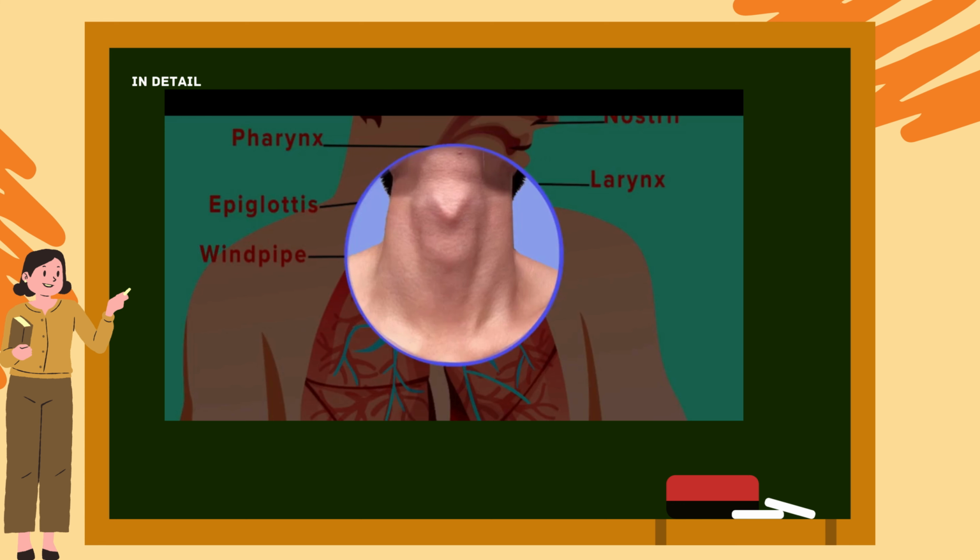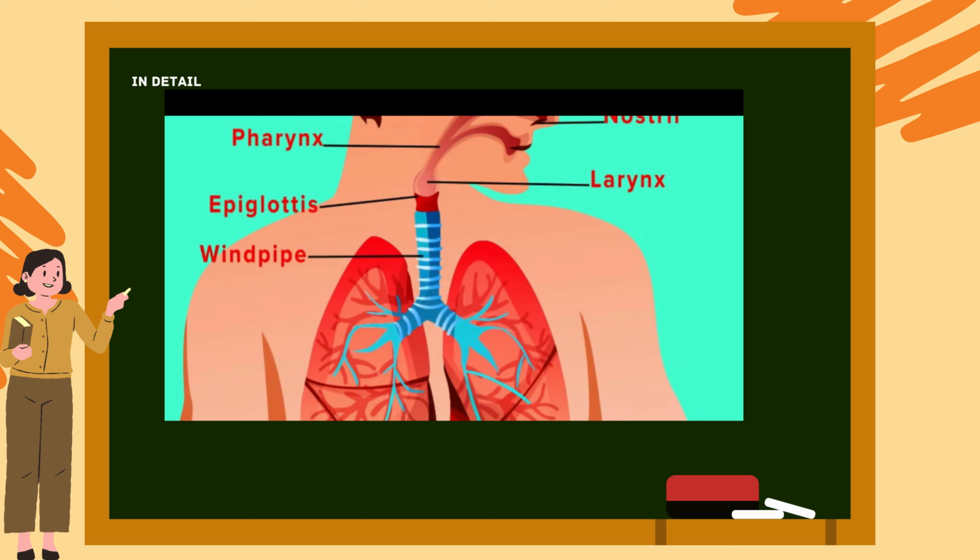Followed by the pharynx is a region called the larynx, the voice box. The larynx in males is often seen protruding out. This is called the Adam's apple. From here, the air passes through a 4-inch long tube-like structure called the trachea. The trachea is often referred to as the windpipe.